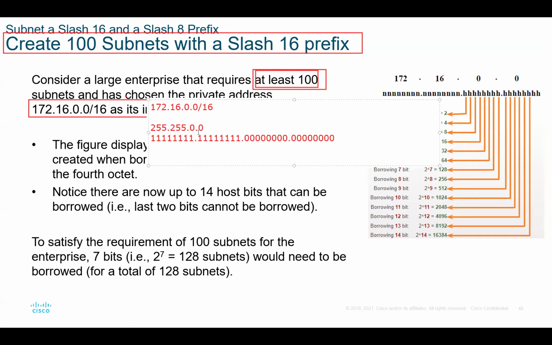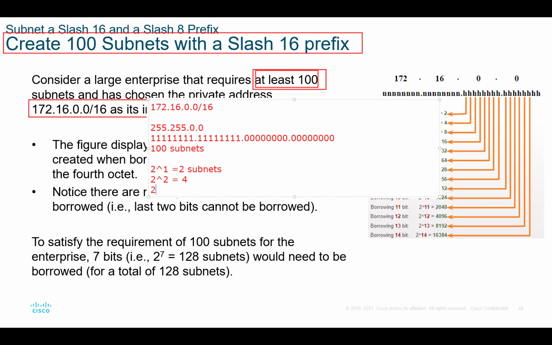Remember our requirement is we want 100 subnets from this. So we start asking, what happens if we borrow 1 bit? That will be 2 raised to power 1, which gives us 2 subnets, which is not enough. What if we borrow 2 bits? 2 raised to power 2 gives us 4, which is not enough. If we borrow 3, that will be 2 raised to power 3, which gives us 8, which is still not enough. Then 2 raised to power 4.